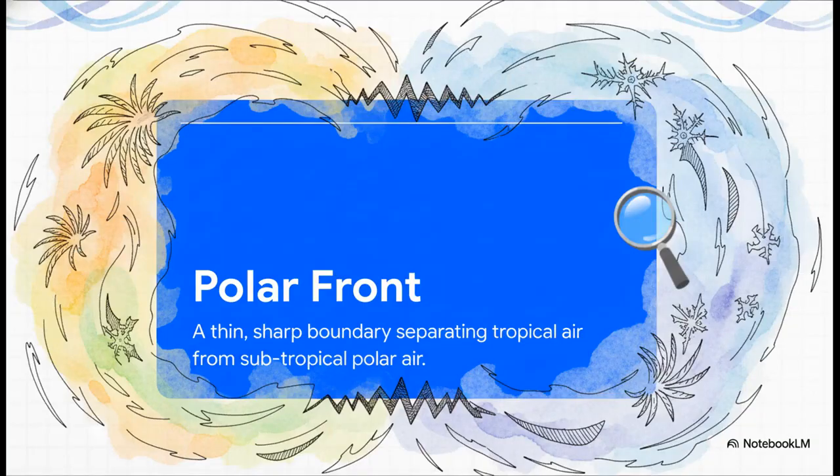But here's the real kicker. What happens when warm tropical air slams into freezing polar air? They don't just mix nicely together, they violently clash, and this collision creates what we call the polar front, which is a surprisingly thin, razor-sharp boundary separating those two environments. This specific clash is the spark that ignites the jet streams.